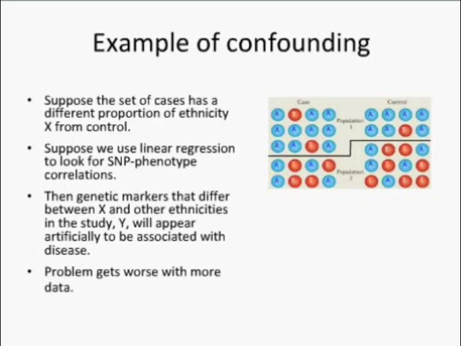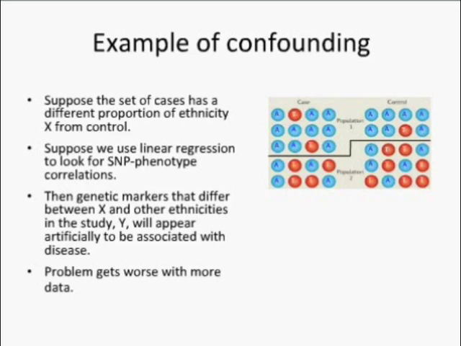If you look at this data naively, you see in the cases there are more A's than T's. Each circle here corresponds to a particular individual. And then if you look at the controls, there are more T's than A's. So you think you found an association between this genetic marker and whether they have the disease or not. But it turns out this is a false association, for the following reason.